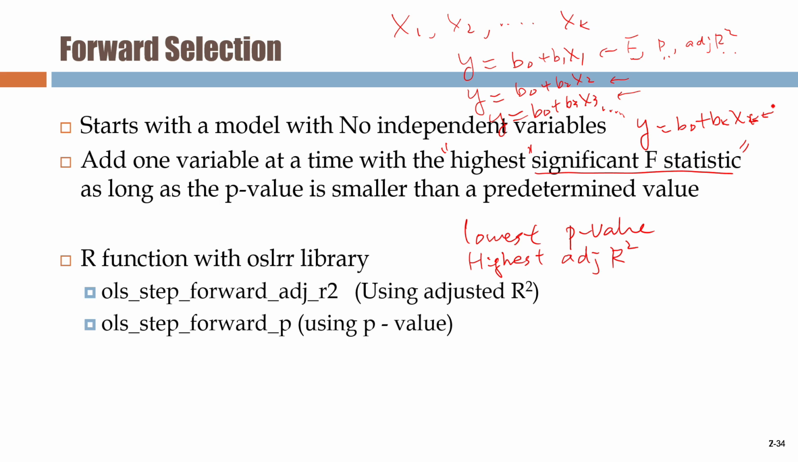Okay, so from here you choose from the beginning y equals the mean of y. Now one step later, you find out y equals b0 plus, let's say x2 has the highest F or highest p or highest adjusted R square. So x2 was selected.